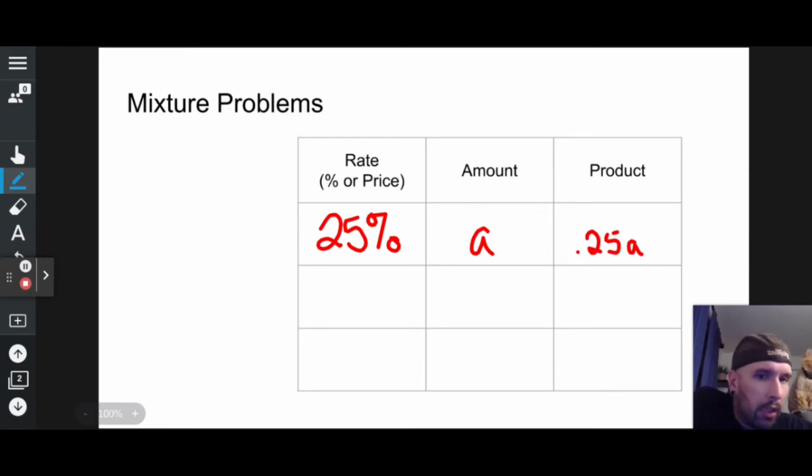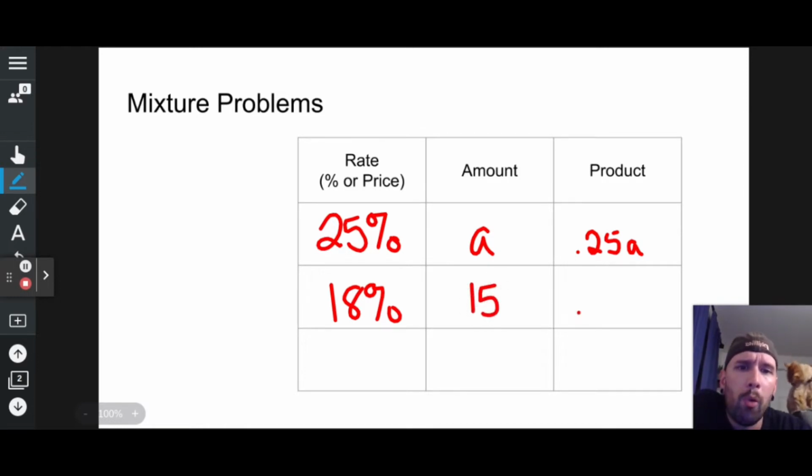Now for the 18%. Let's say we know the amount of the second one, and let's say it's 15 pounds, just for funsies. We would write out 0.18, because that's 18% as a rate, times 15.